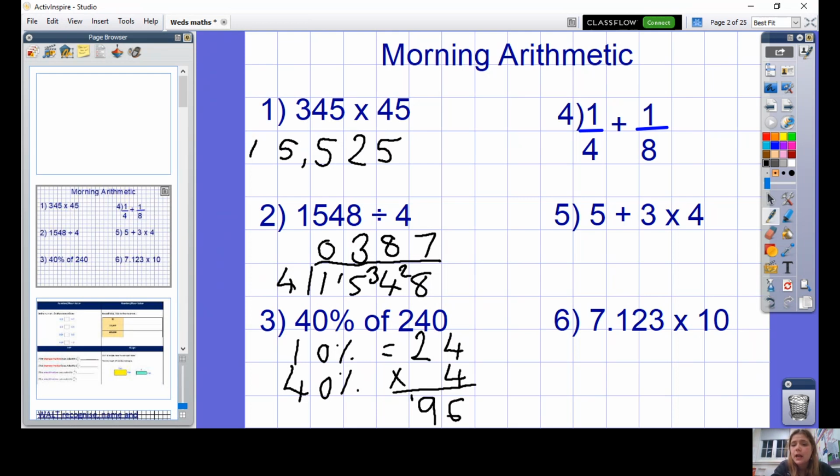1 quarter, add 1/8. Before I can add the quarter, I need to convert it to have the same denominator. I would make that 8ths by multiplying by 2. 1 times 2 is 2. Therefore, I'm doing 1/8 add 2/8, which makes 3/8.